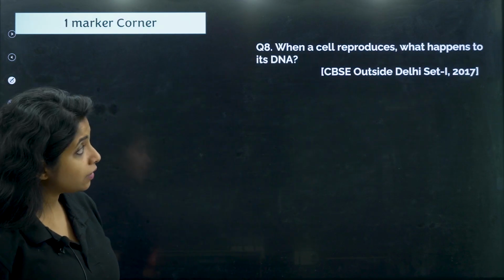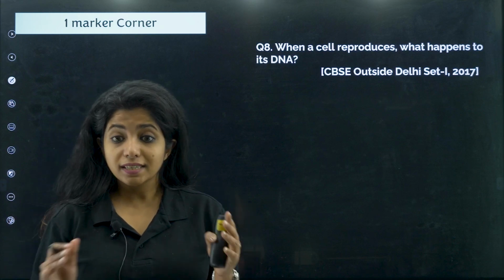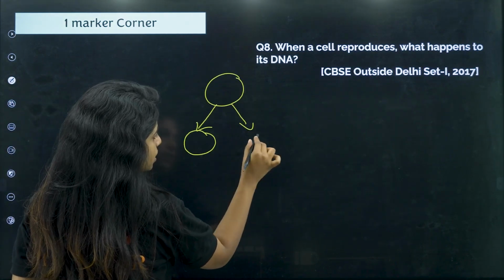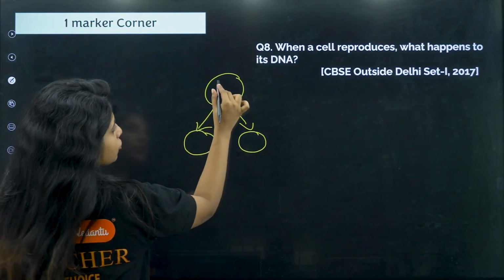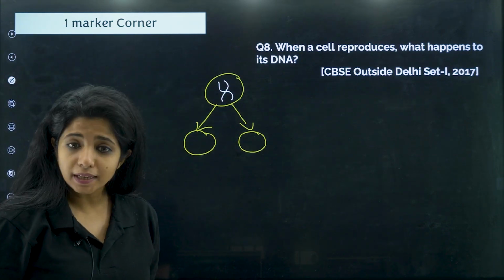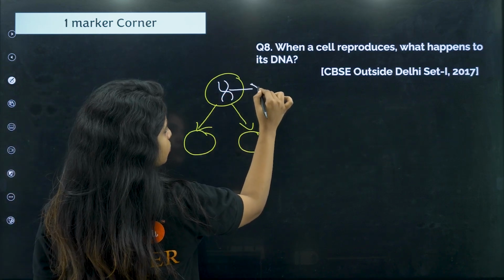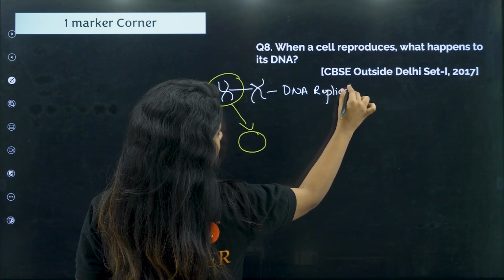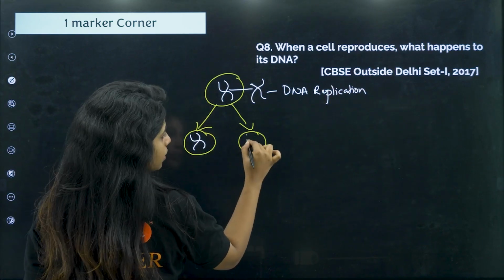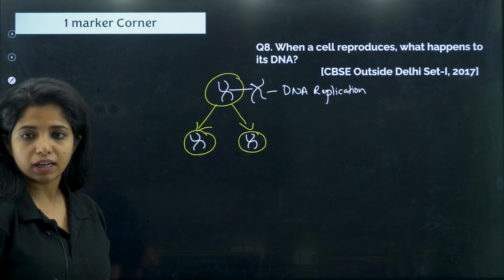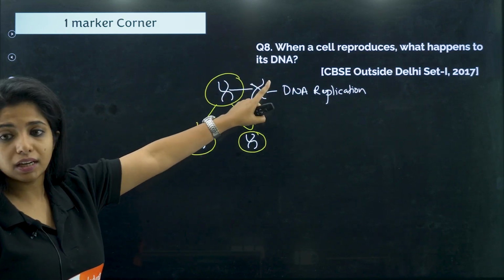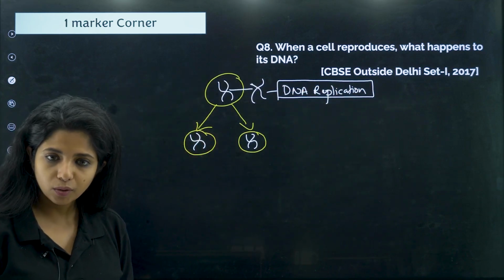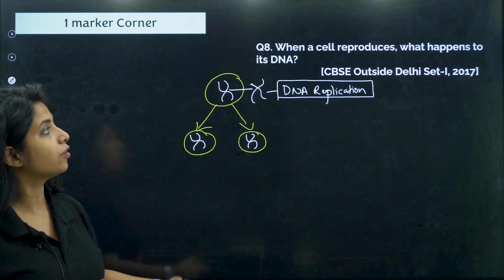Cool. Next, when a cell reproduces, what happens to its DNA? When a cell is reproducing, as in when a cell is dividing itself into 2 cells, what happens to the DNA? The DNA which is in there, children, is also getting copied. What do you call this process of copying DNA? This is known as DNA replication. One copy is sent over here, another copy is sent over here. So DNA replication definitely happens. The DNA gets duplicated or replicated.